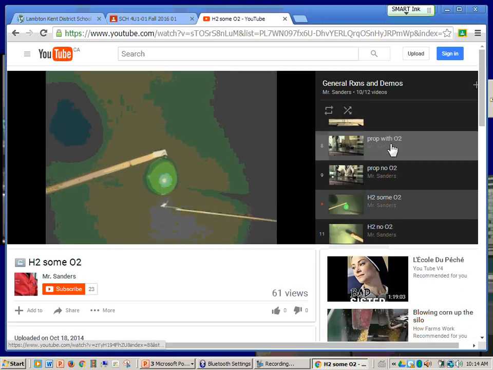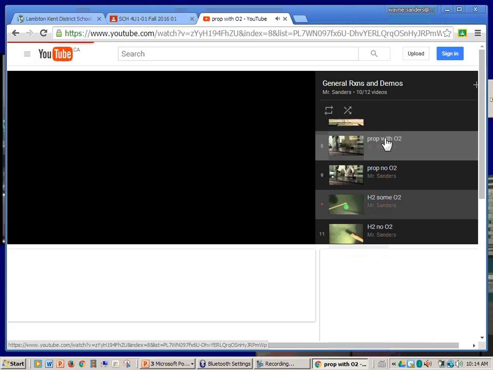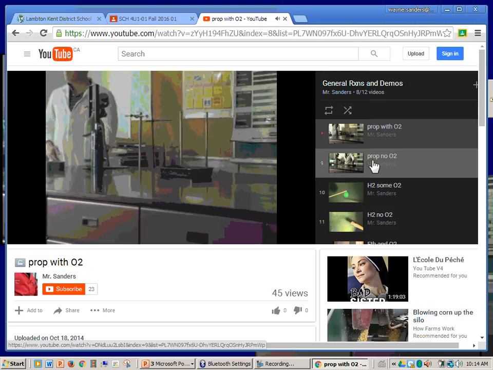Now the propane with oxygen. Here, I've added oxygen to the bubble, and you can see it's more energetic. Slow motion. That just sounds cool. That's just fun to do with that sound. Okay, so we'll do that in a moment as well.